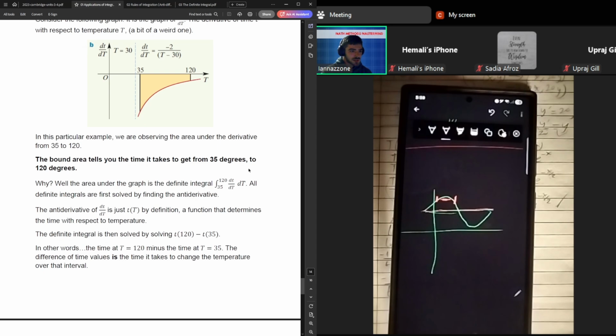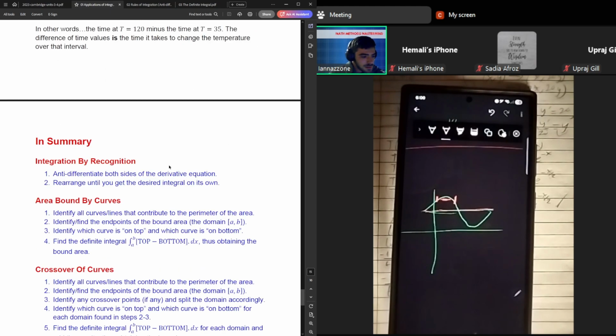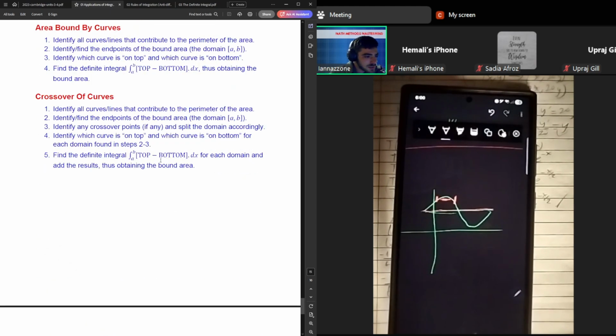Not super necessary. It might be a one marker on either an investigation task, sometimes called an application task, like a little dot point there, or it could even be a one marker on an extended response, like, hey, what did we actually just find? That's about it for applications there.